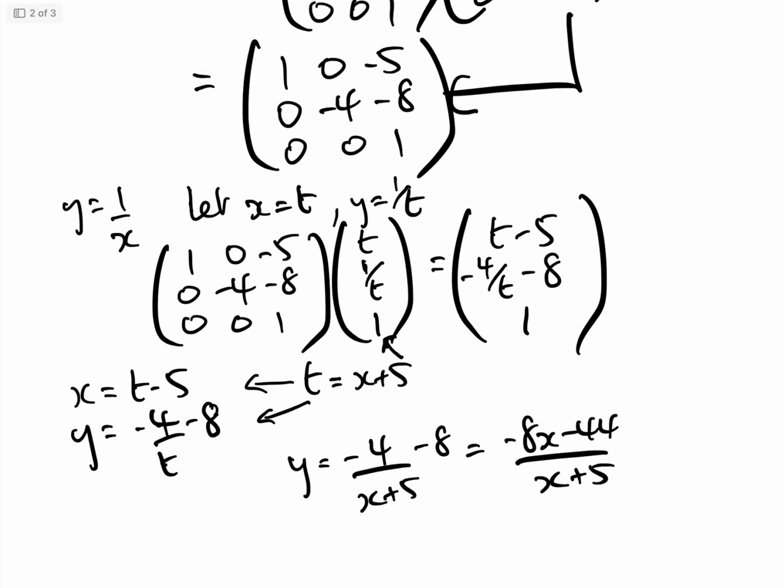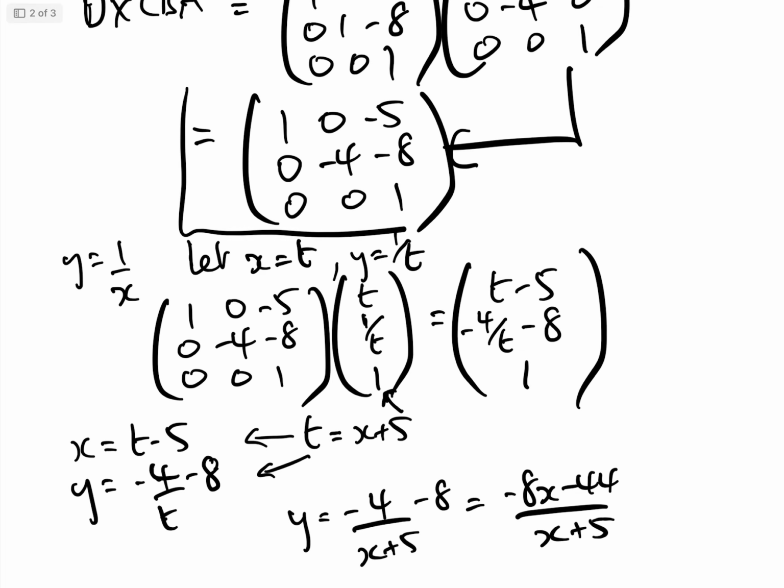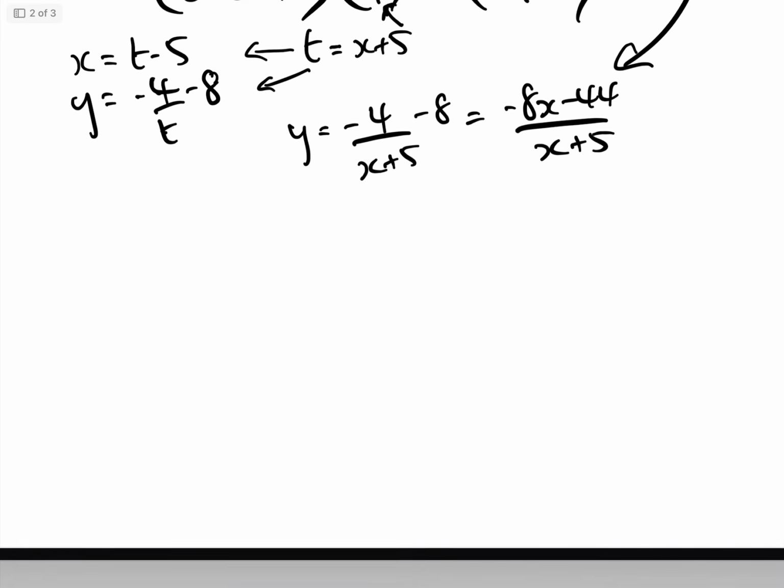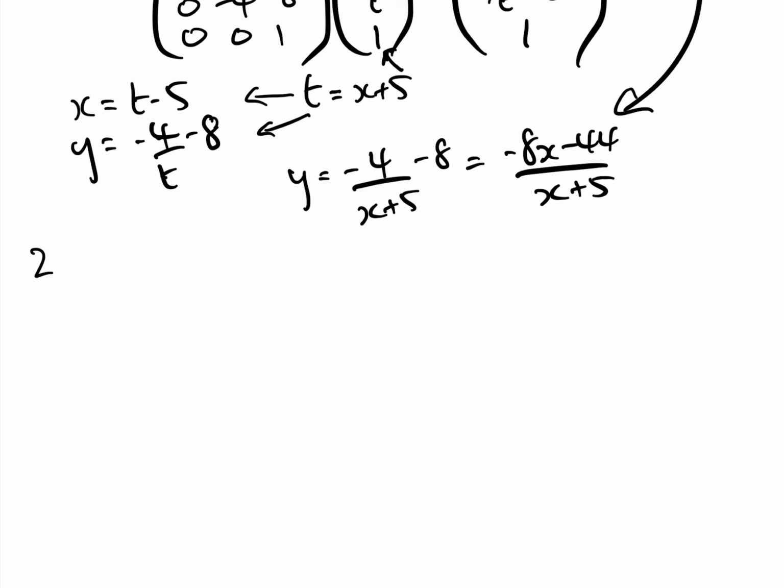So we have shown, using the parametric coordinates, that indeed this matrix here does convert the parametric coordinates, which are y equals 1 over x, x equals t, y equals 1 over t, to the correct curve, y equals minus 8x minus 44 over x plus 5. Now, just for those who are still a little bit dubious, why don't we check with, say, a random point? And rather than just taking the point 1, 1, which is a bit easy, let's take a slightly different point.